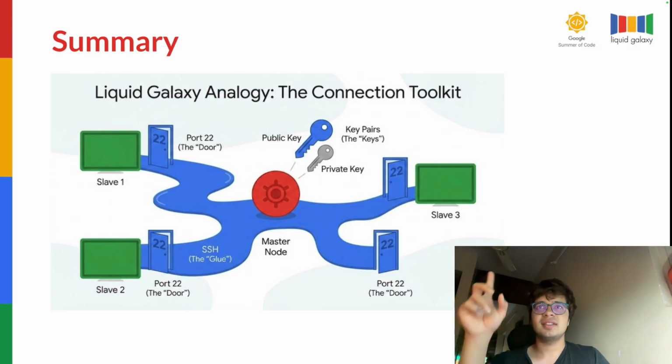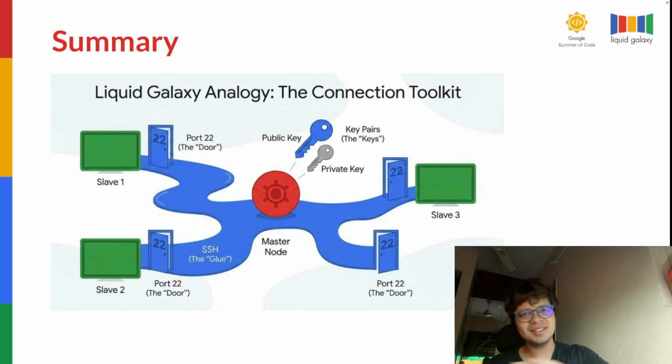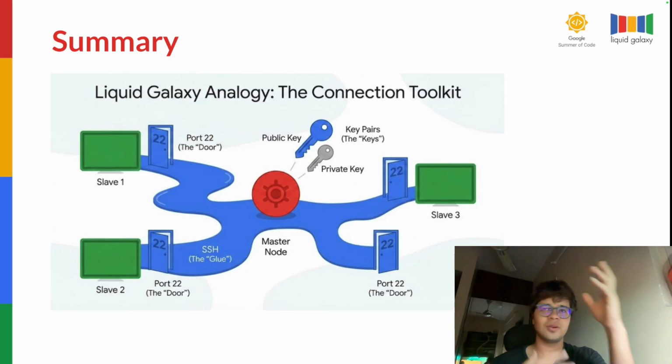And by utilizing the public key and the private key, these key pairs, for passwordless authentication, the system removes the barrier of manual logins, which in turn ensures that every door, now the door is your port 22, opens instantly for perfect and seamless synchronized automation. So that's the whole summary of this analogy. I hope you all understood how this whole thing works through this analogy of the tunnel, the doors, the slaves, the glue, the keys and everything, and why SSH in the end is very important.